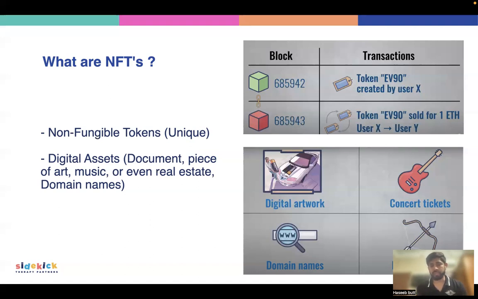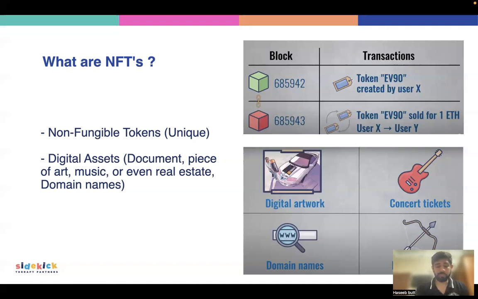So the next time he can transfer this NFT, so, like the token EV90 sold for one Ethereum coin. So one Ethereum coin, he has sold it. So the value written for now, this NFT will be one ETH. So this is how values of the NFTs become larger day by day.